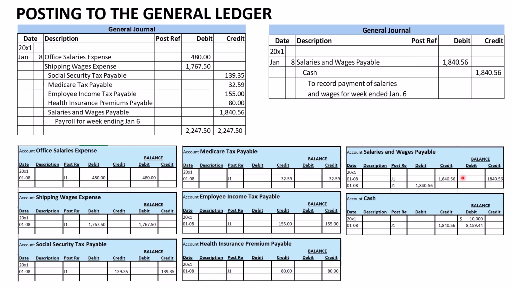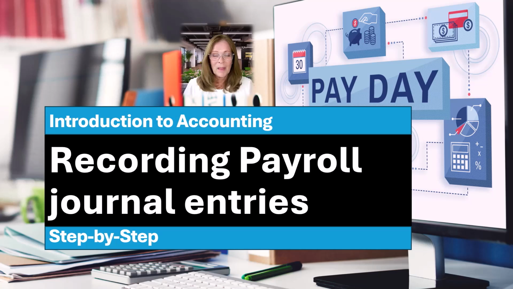We're now ready to post the second journal entry by debiting the salaries and wages payable account for $1,840.56 and crediting the cash account for the same amount, which completes the recording and posting of the payroll journal entries. Payroll touches nearly every organization, and even if you never process payroll yourself, understanding how payroll is calculated, recorded, and reported will help you record the related journal entries and prepare the account reconciliations.